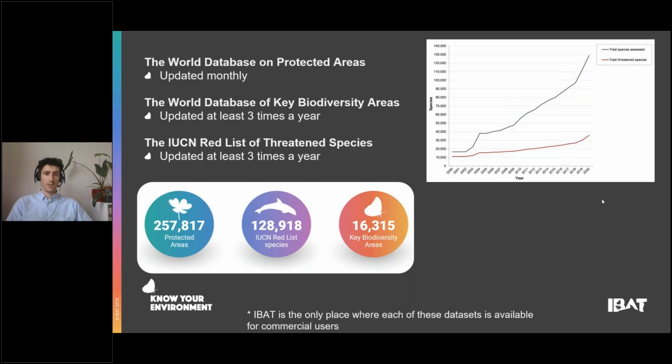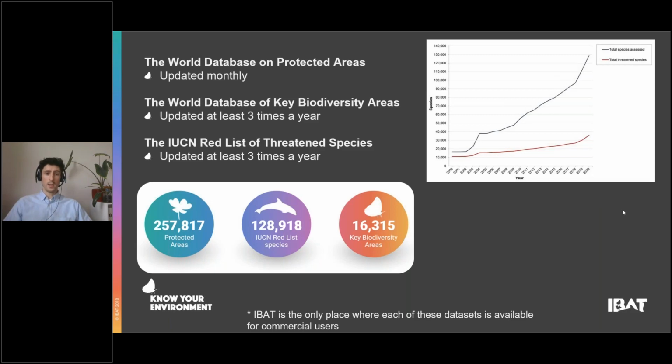We now have nearly 130,000 species assessed, and there was a target of 160,000 species, and many of those have already been assessed and are in the pipeline. So you'll be able to see those in IBAT in due course.